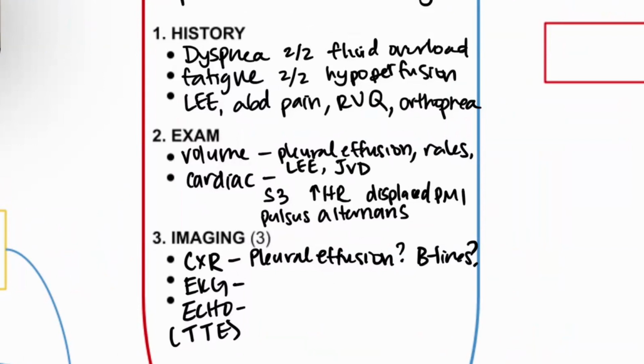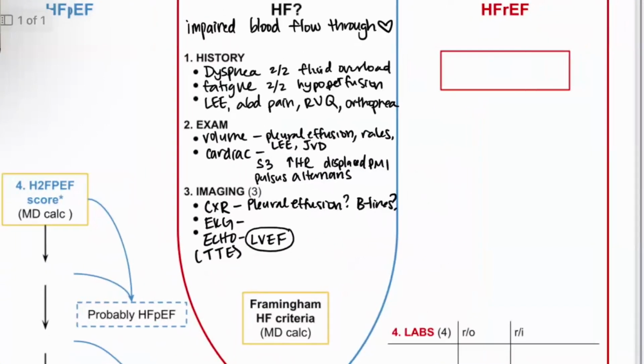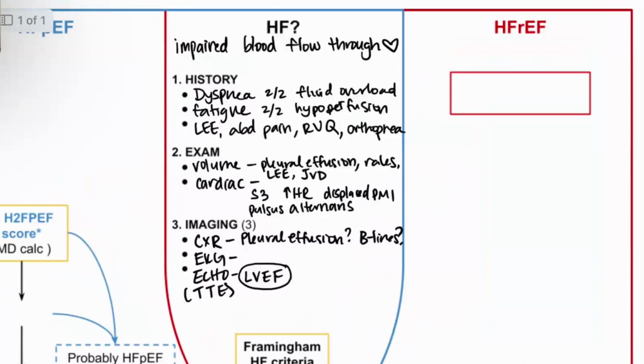Echo is also an important distinguisher. What is the specific metric we're paying attention to on an echo? Well, the most important one for us here is left ventricular ejection fraction, and that's key. All right. So once you have this much, you would be able to tell whether the patient has heart failure or not by plugging things into the Framingham heart failure criteria.